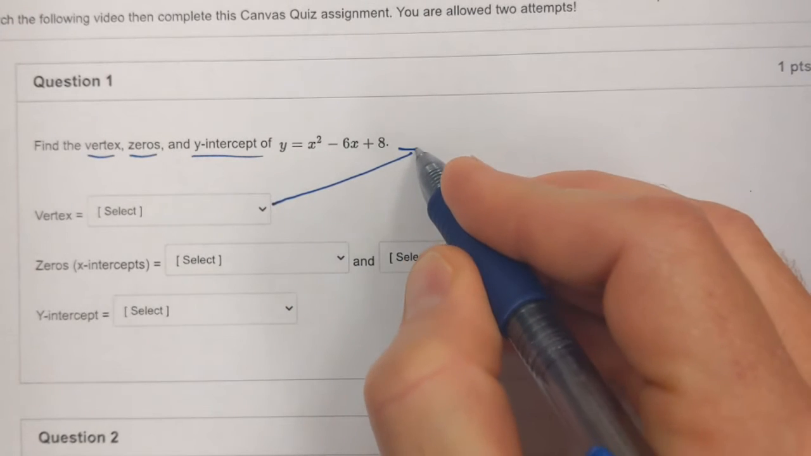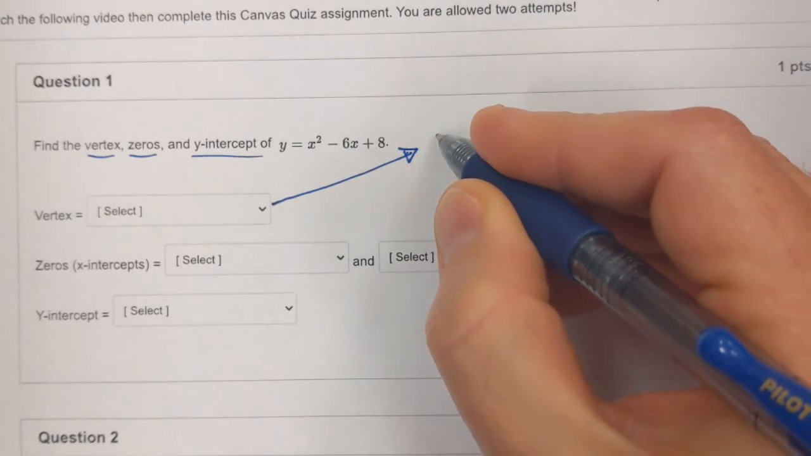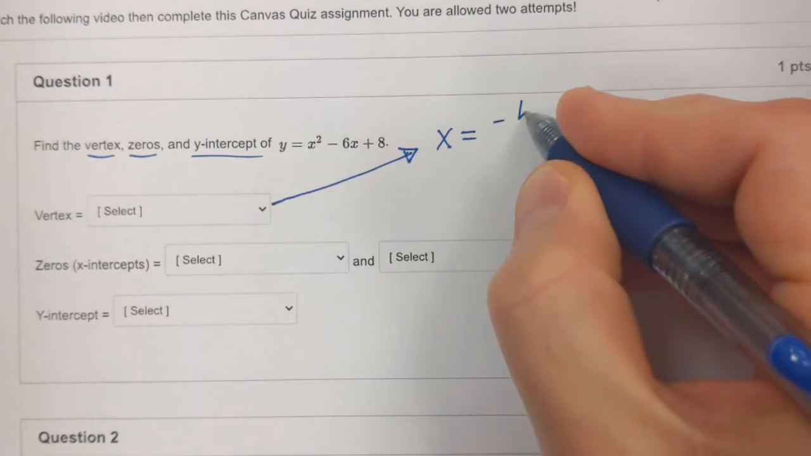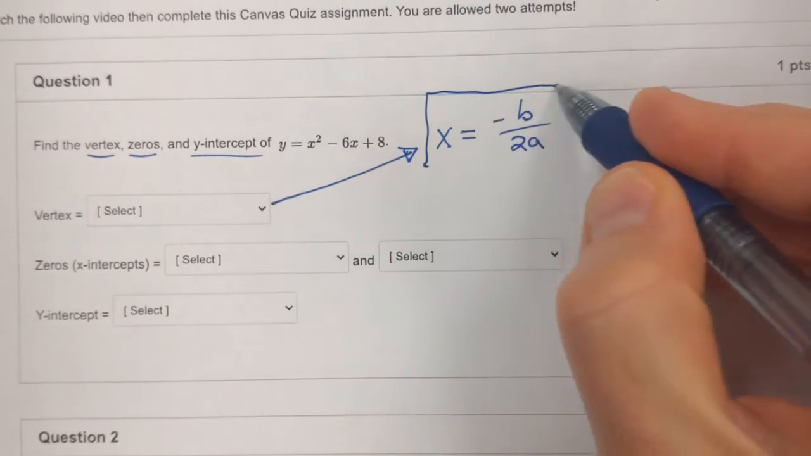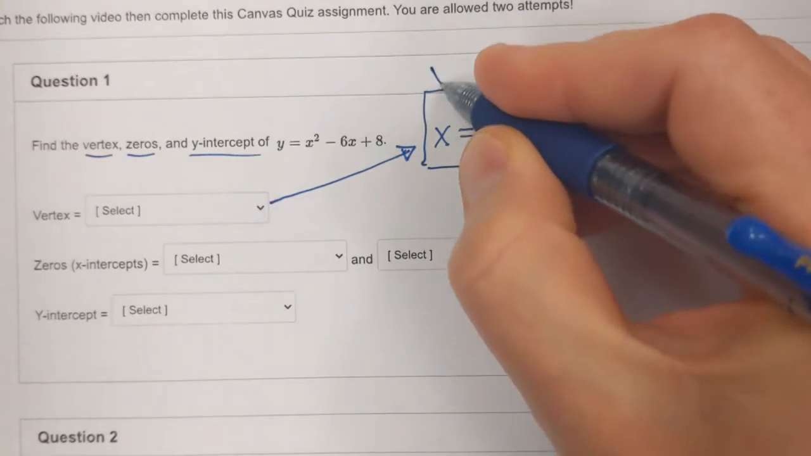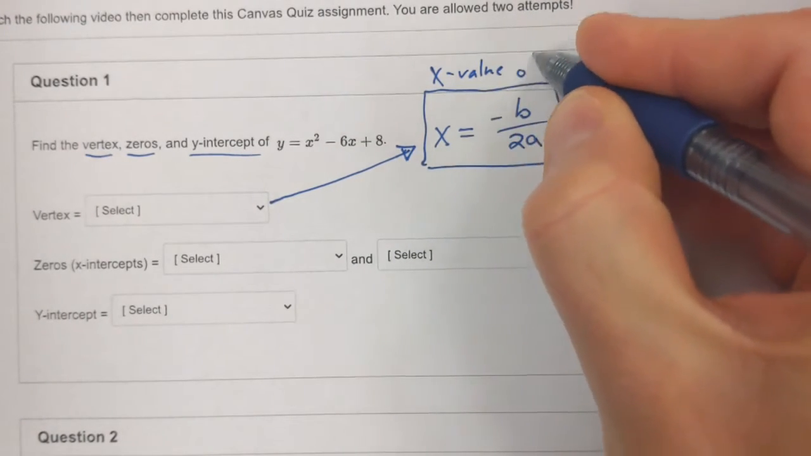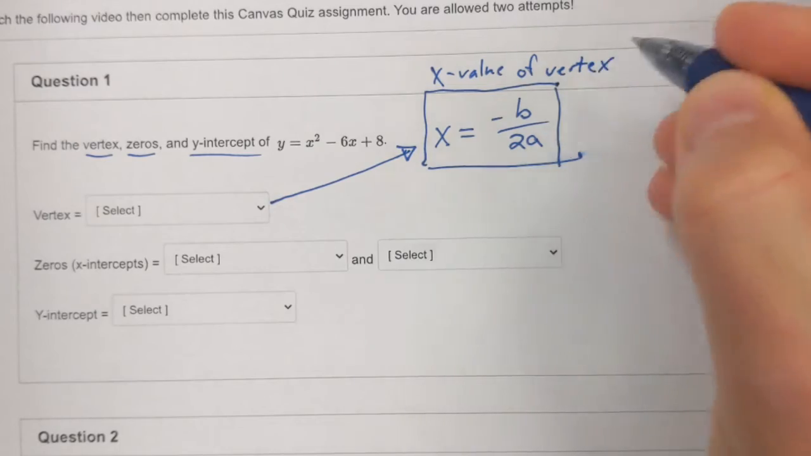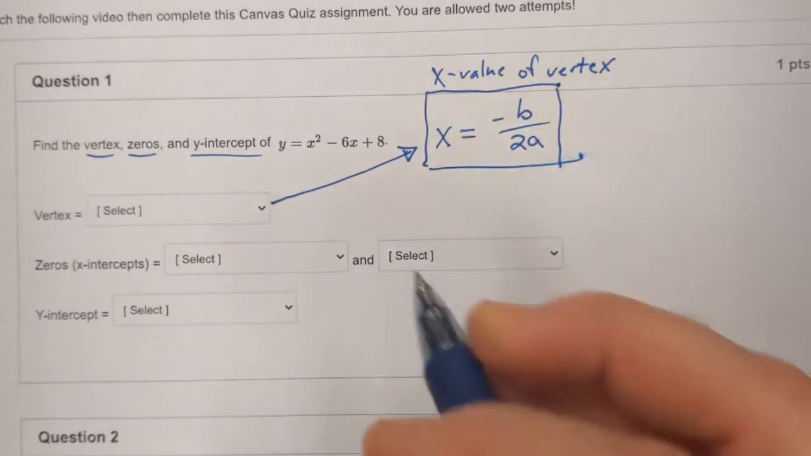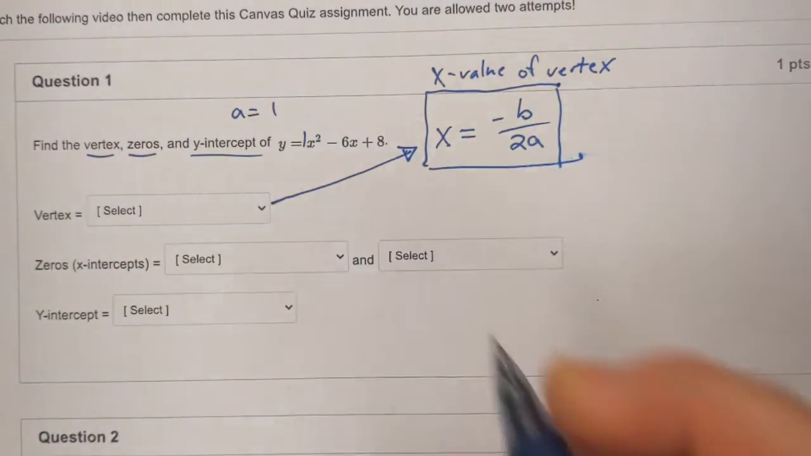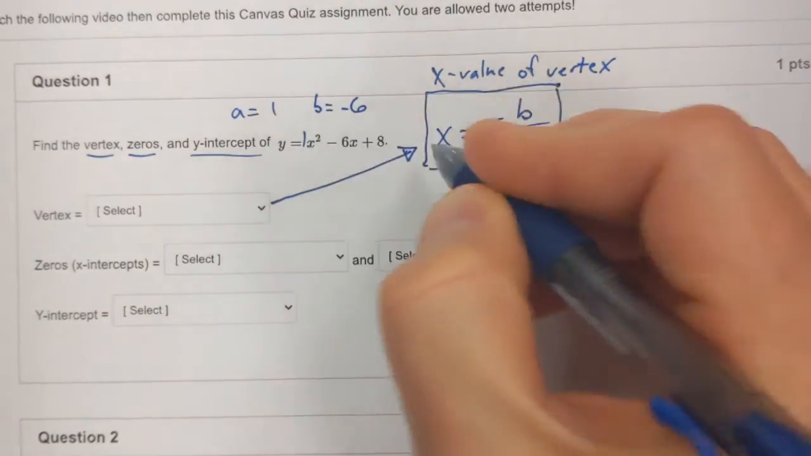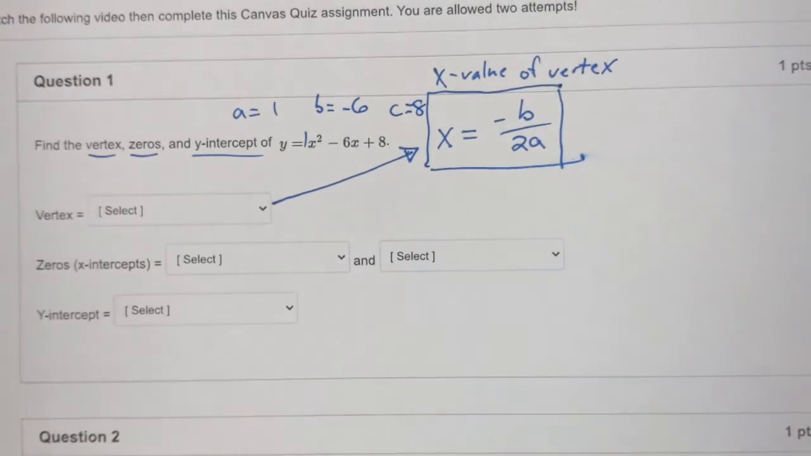Now the vertex has its own formula. The vertex formula looks like this. It's similar to the quadratic formula, but it's a lot simpler. Okay? And this will give you the x value of the vertex. So I find my a, b, and c just like I did previously. I'm going to say a is equal to 1. B is equal to -6, and C is equal to 8.